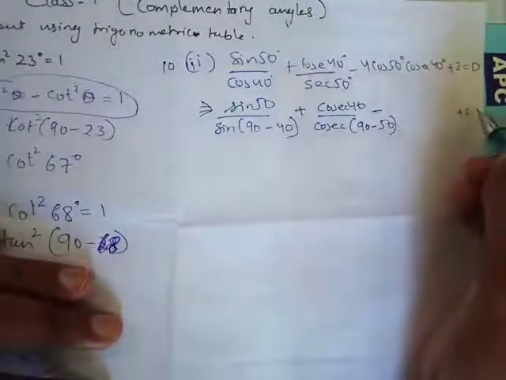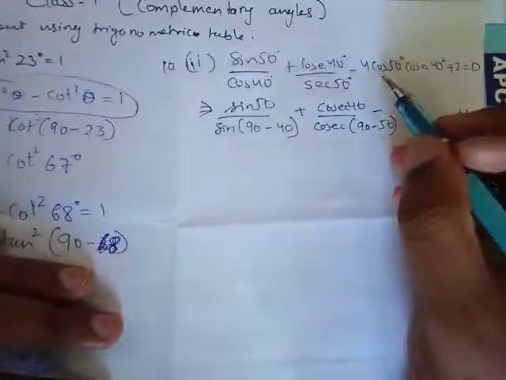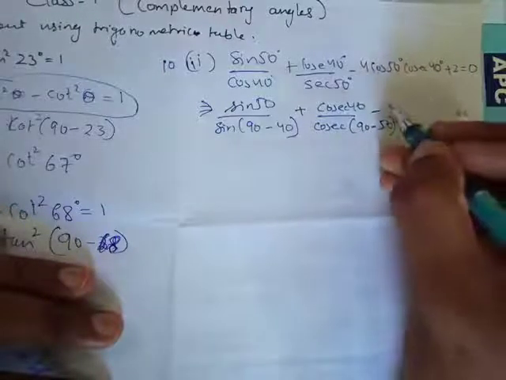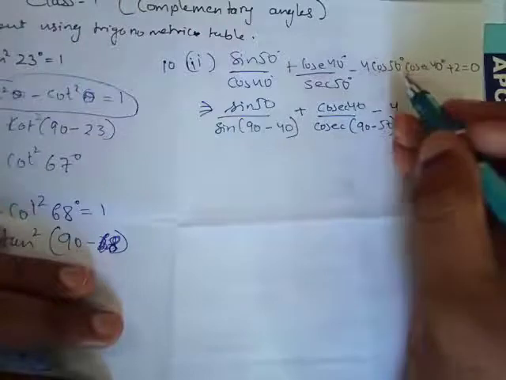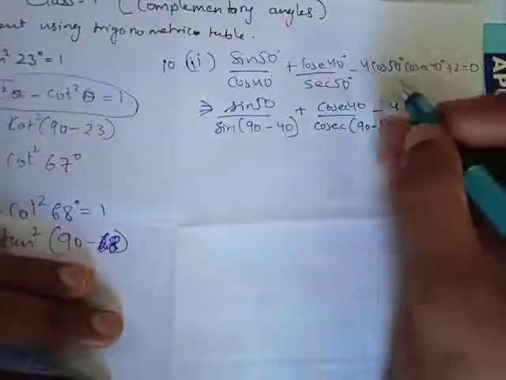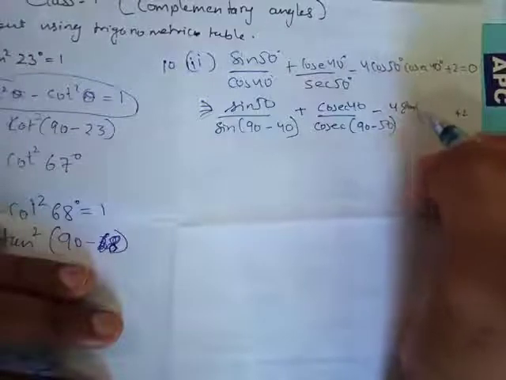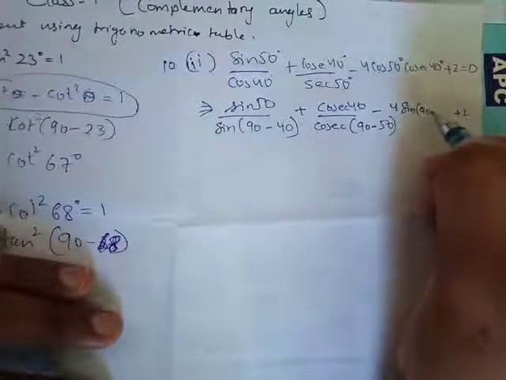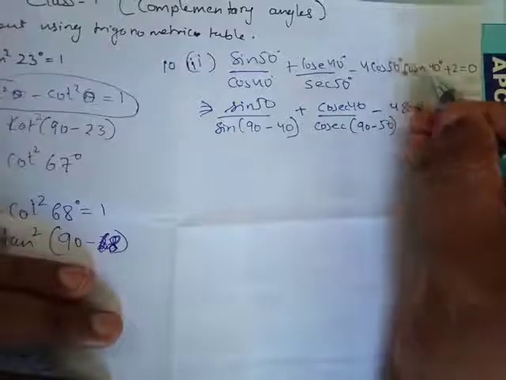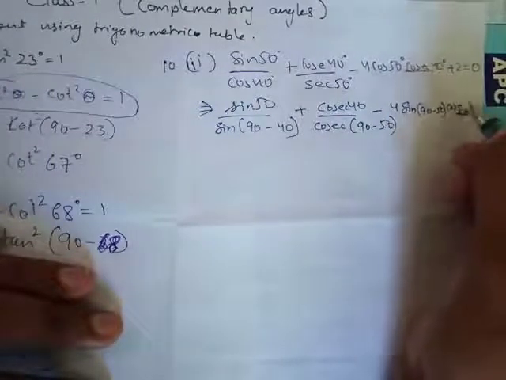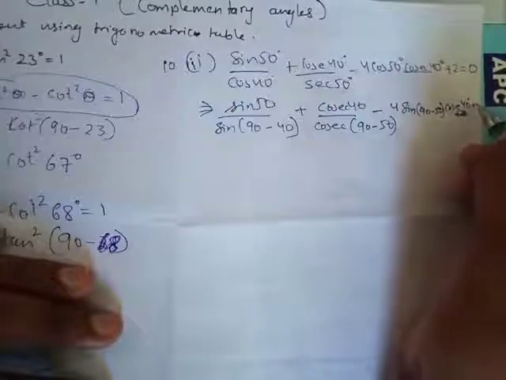I don't have to do anything with 2, but I have to solve this side and bring 0. Let's see what this can be solved as. Cos 50 can be written as, the opposite of cos, what will it be? Sin. So sin of 90 minus 50, and this cosec will remain as it is, cosec 40 degree, plus 2.